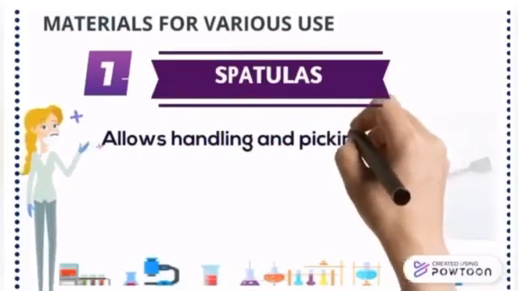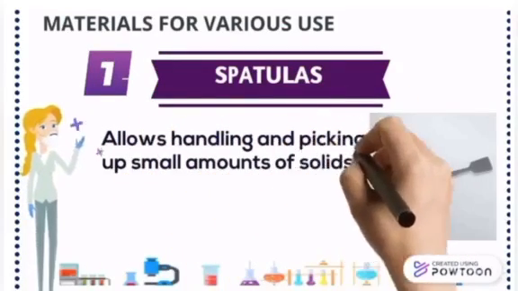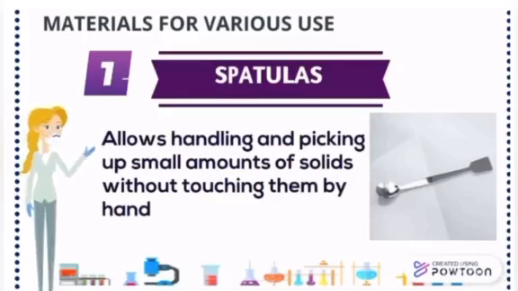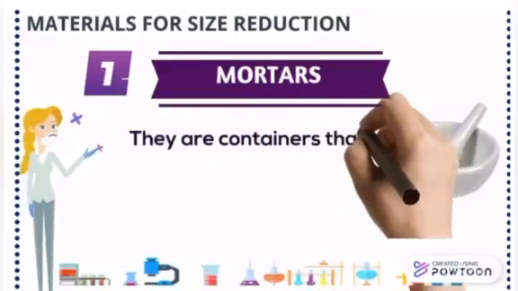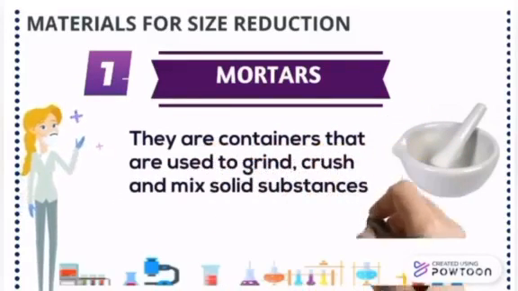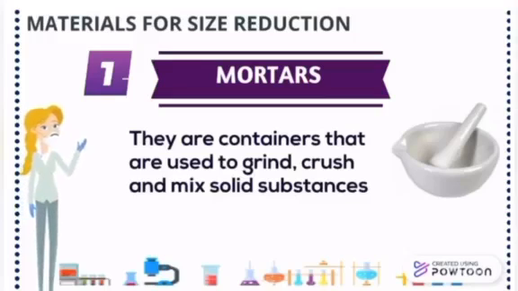Materials for various uses. Spatulas. Allows handling and picking out small amounts of solids without touching them by hand. Materials for size reduction. Mortars. They are containers that are used to grind, crush, and mix solid substances.